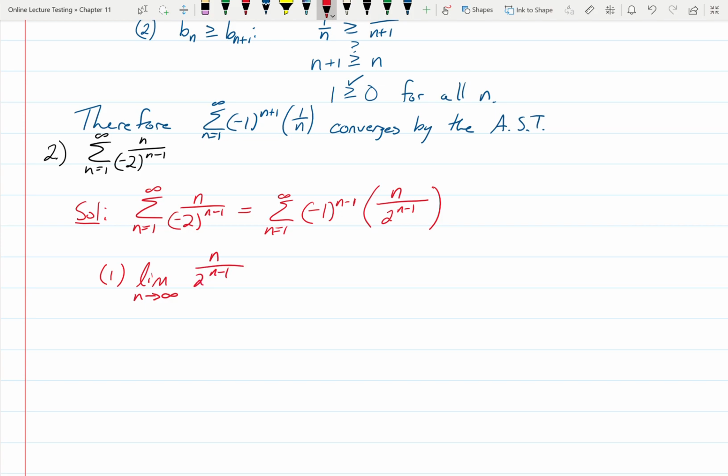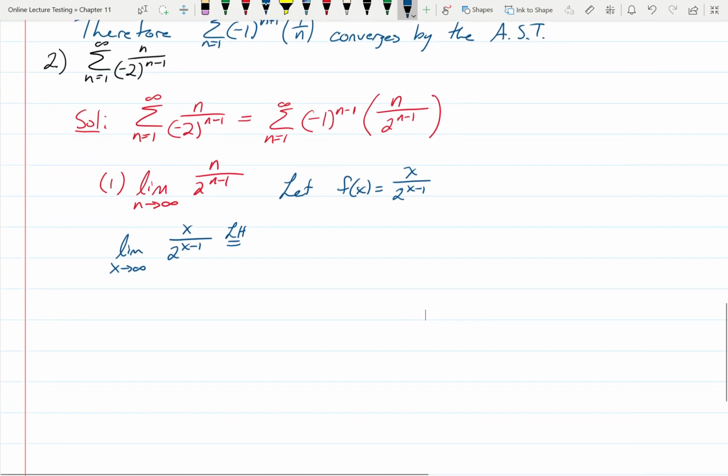Well, here, notice that both the numerator and the denominator both blow up to infinity. So I can't use L'Hopital's rule right off the bat yet, so I'm going to say let f of x equal x over 2 to the x minus 1. So then that way I have a function that represents it, and so then I can apply L'Hopital's rule to the function. All right, so as x approaches infinity, of x divided by 2 to the x minus 1. All right, we already concluded that both the numerator and denominator both go to infinity, so therefore we can apply L'Hopital's rule. So I use my LH here to indicate that I'm using that.